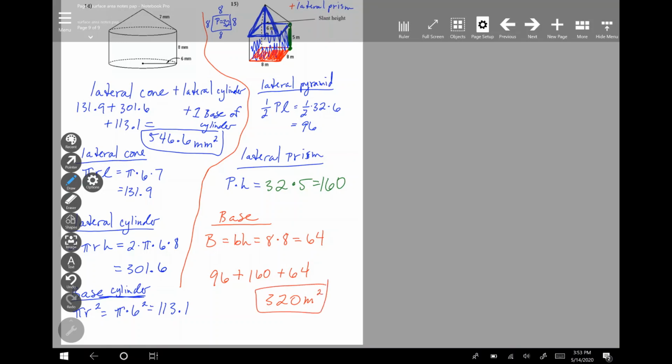All right, so there you go, guys. That's basic surface area, working backwards with surface area, and then also doing composite surface area.